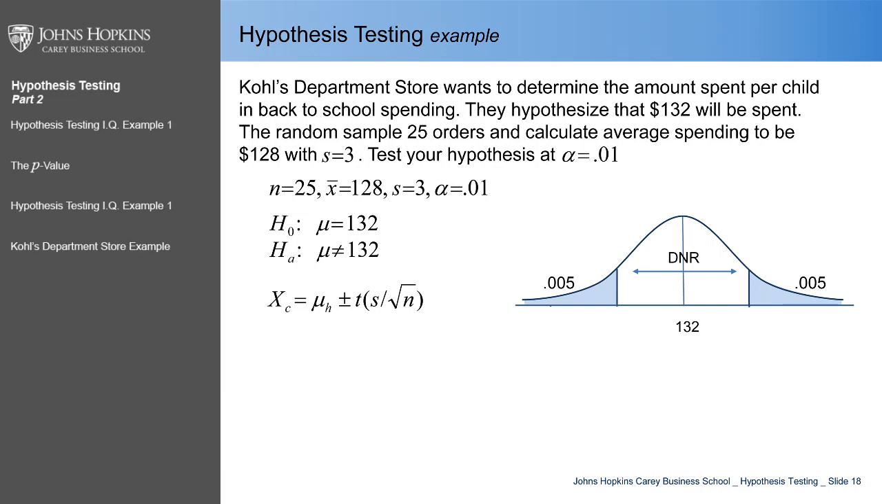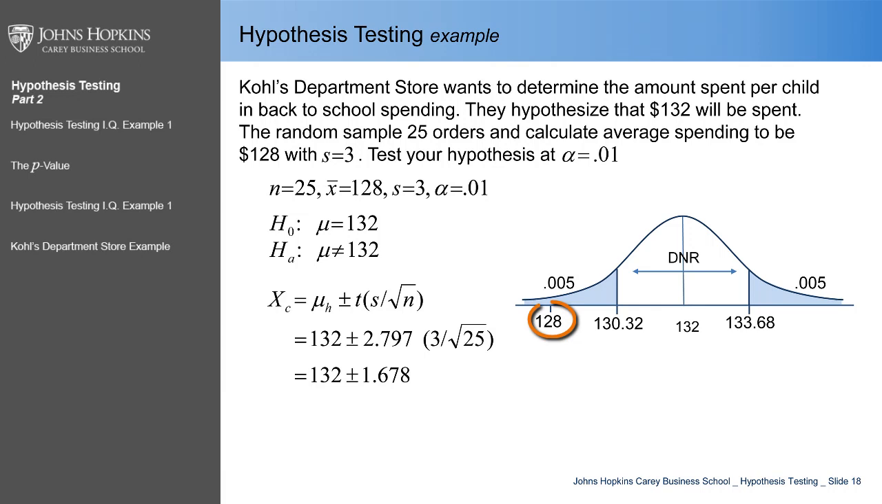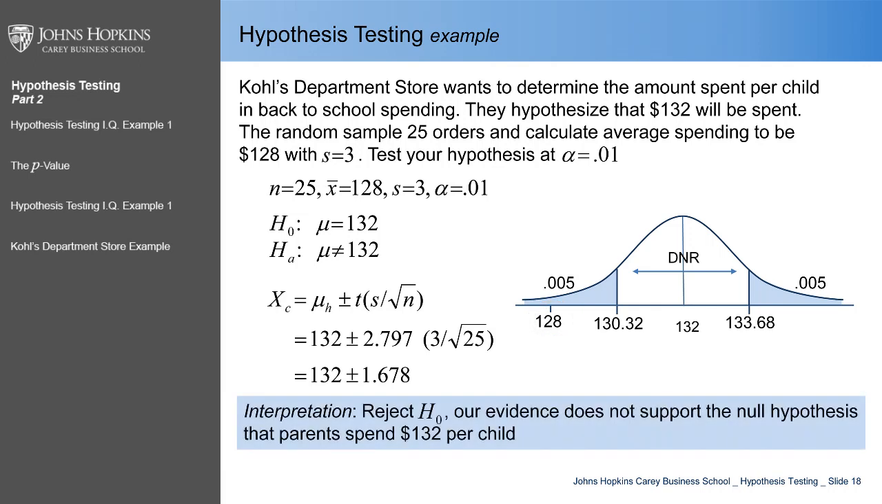Let's plug in our numbers and do our calculations. So our values in dollars that define our do not reject region are 130.32 to 133.68. Now we look at our sample mean. Our sample mean is 128. Where does that fall? It falls in the rejection region. So our conclusion is that we reject the null hypothesis, and our evidence does not support the null that parents spend $132 per child.